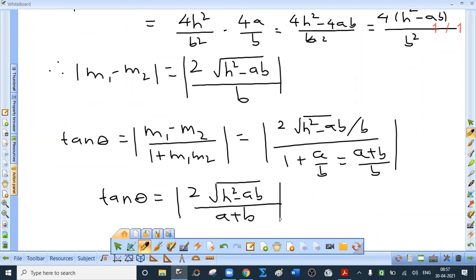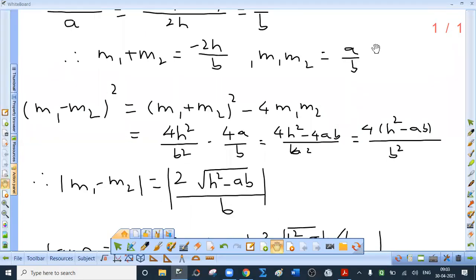Of course, a plus b should not be equal to 0. Is that clear? I'll write this: provided a plus b is not equal to 0. Let us consider two cases. Lines are perpendicular to each other. So in that case, m1 m2 will be what? Minus 1. That is a upon b equal to minus 1. That is a equal to minus b. That is a plus b equal to 0.